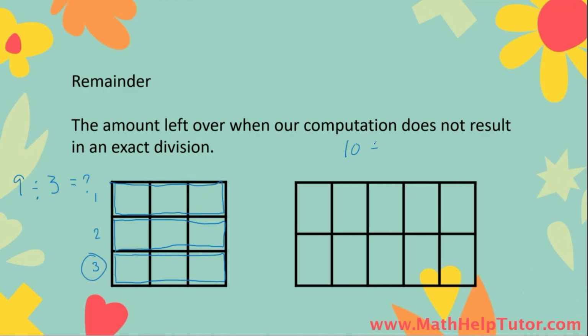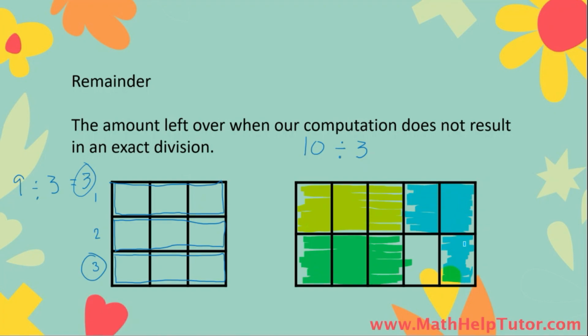Now let's try to divide 10 by 3. We can solve this by dividing 10 blocks into sections containing exactly 3 blocks each. Now notice that when we do that, it results in 1 block remaining. 1, 2, and 3, but we have a remainder of 1.